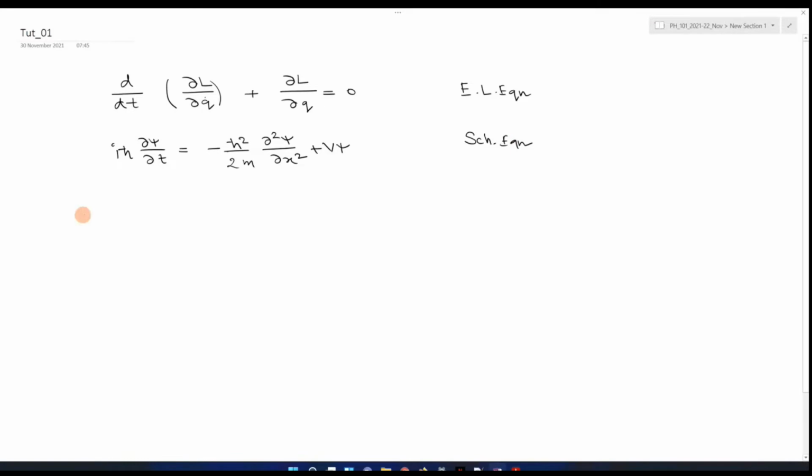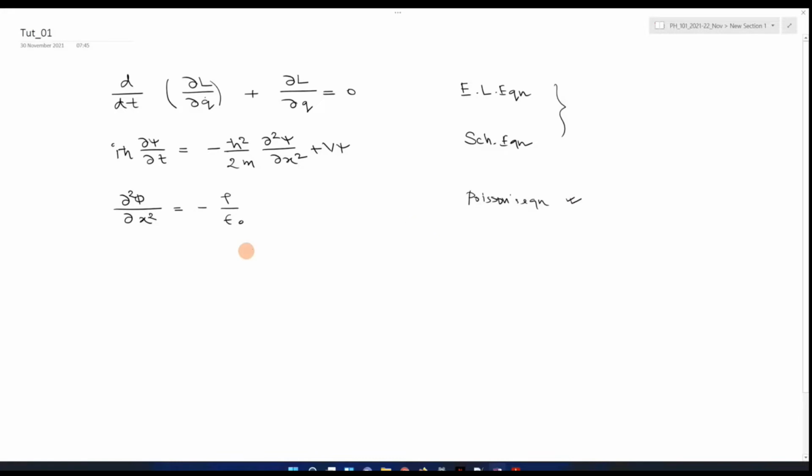And one more equation, let me write. These two equations you will be studying thoroughly in PH 101, and this one you will learn in PH 102. Does anybody know this equation? This is called Poisson's equation. This you will be learning in PH 102. These two you will be learning in PH 101.